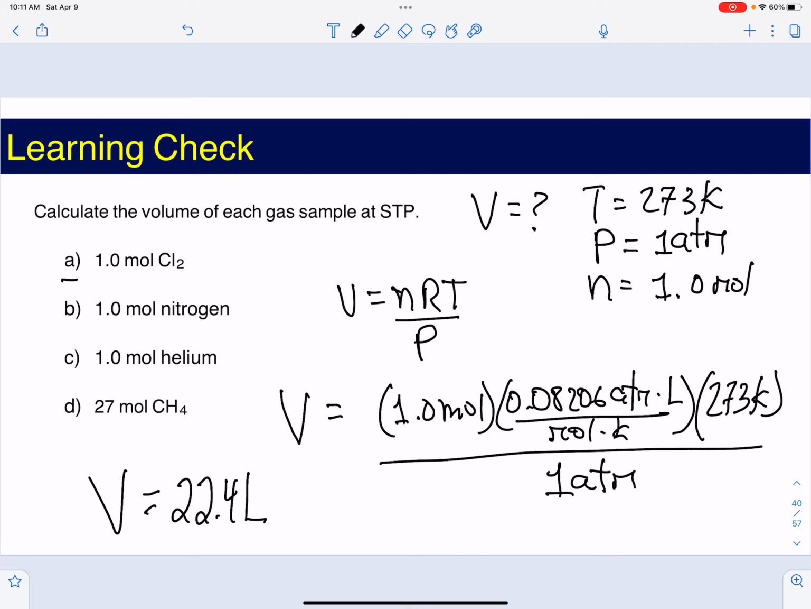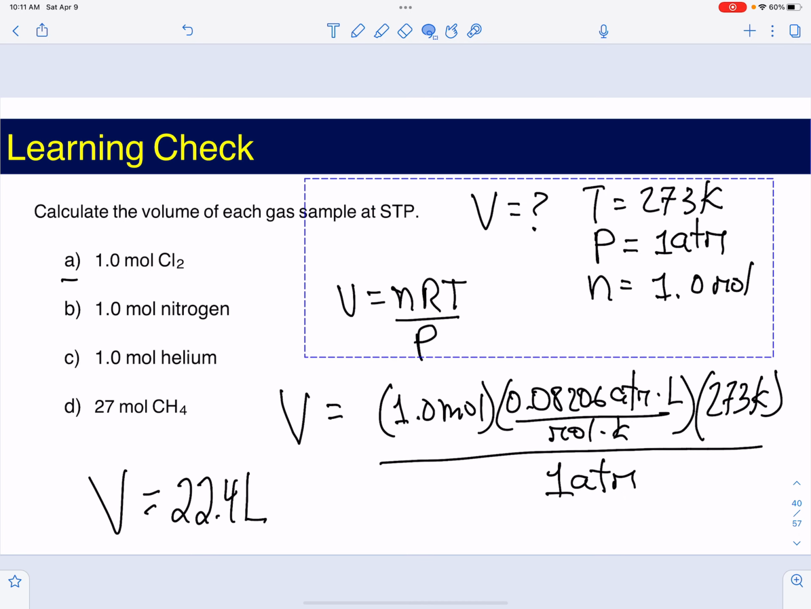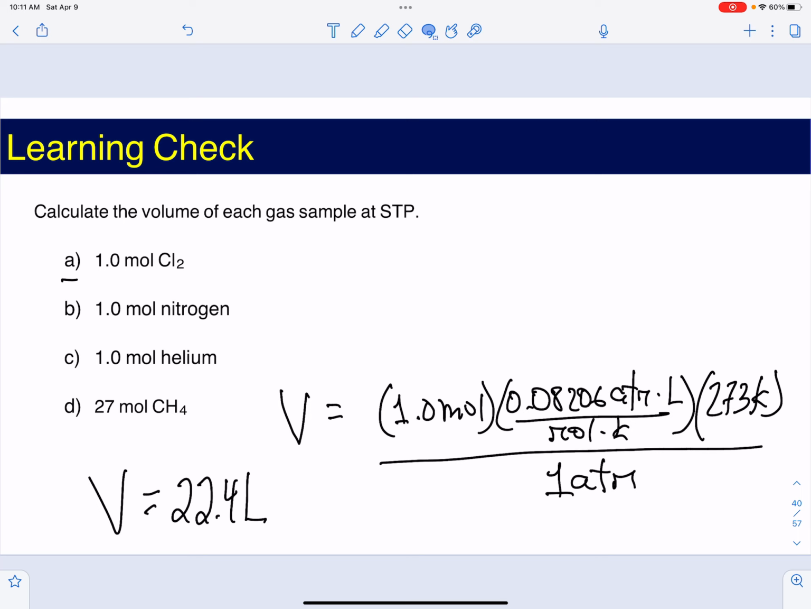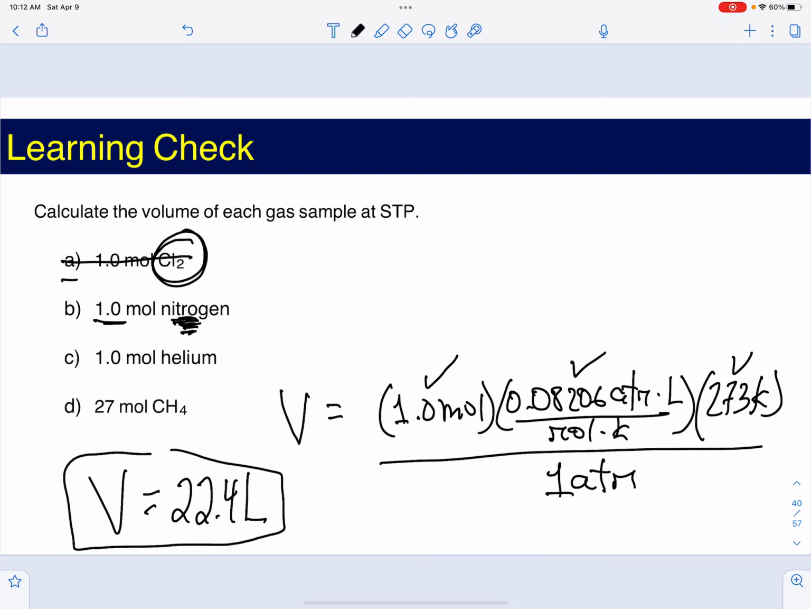Okay, so let's do the second one. Now that we know the formula that we're using, I'm just going to leave that one there and just change whatever I need to change. So we did the first one. The second one is nitrogen. The first one was chlorine. The second one is nitrogen. And we have 1 mole, so that's already there. The R is there. The temperature is there. So we're going to get 22.4 liters.